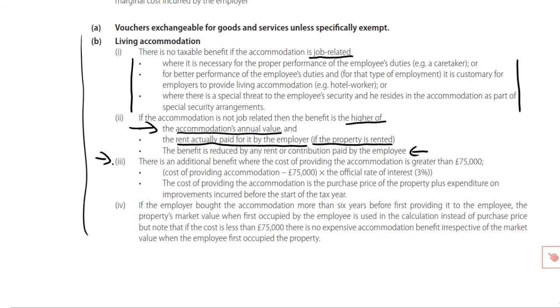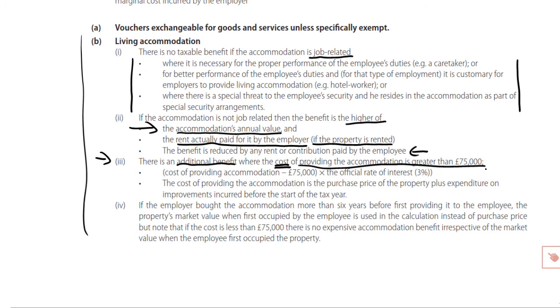And that is whether there's going to be an additional benefit, often referred to as the expensive accommodation benefit. And there is an additional benefit here where the cost, and I'll come back to that in a moment, of providing the accommodation is greater than £75,000. So if the costs on purchasing that property exceed £75,000, which in most circumstances they will, then there is an expensive accommodation benefit.